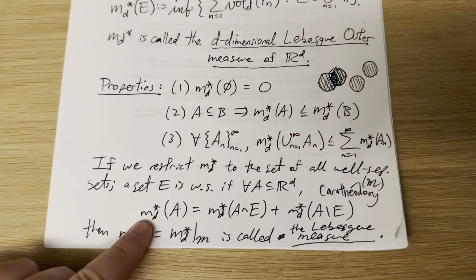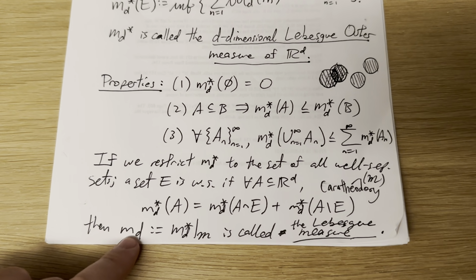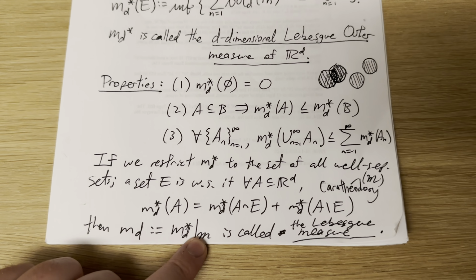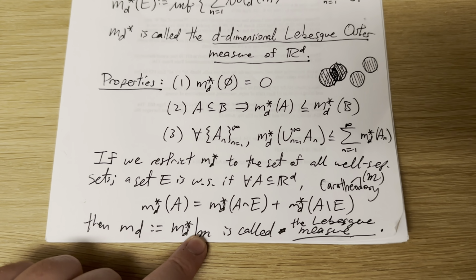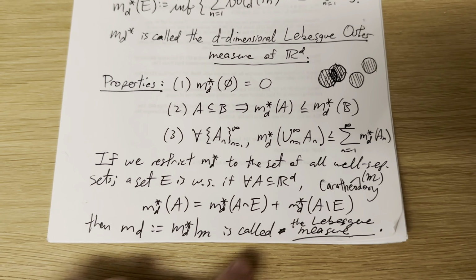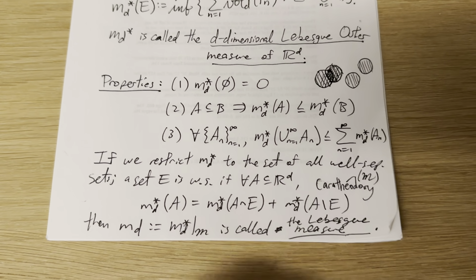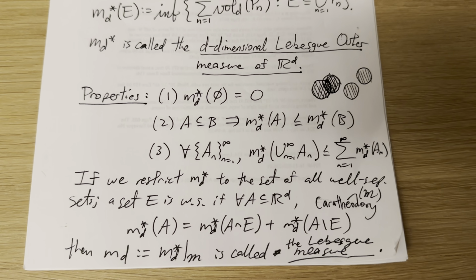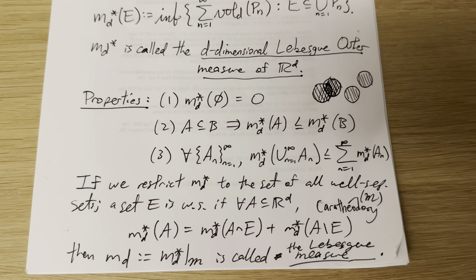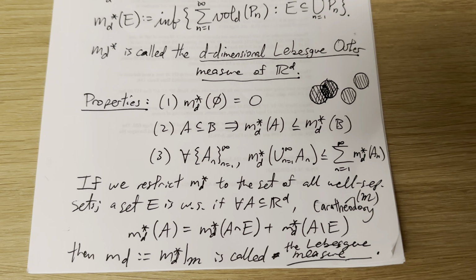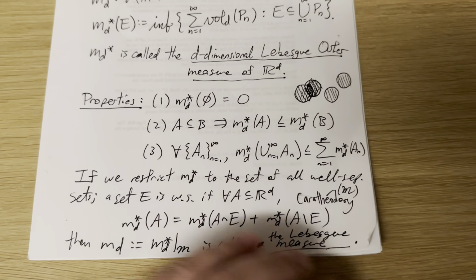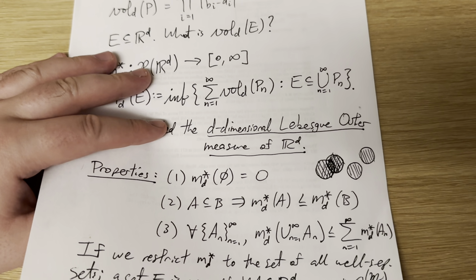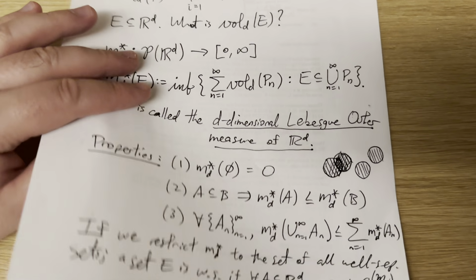So you take this set function, M_d, and you restrict it to this set of well-separating sets. And then this M_d, which I denote, is called the Lebesgue measure on R^d. And the Lebesgue measure on R^d is our generalized notion of volume, so to speak. It's probably the most famous measure. Second, or not second, but the second place would probably be like the counting measure or something.